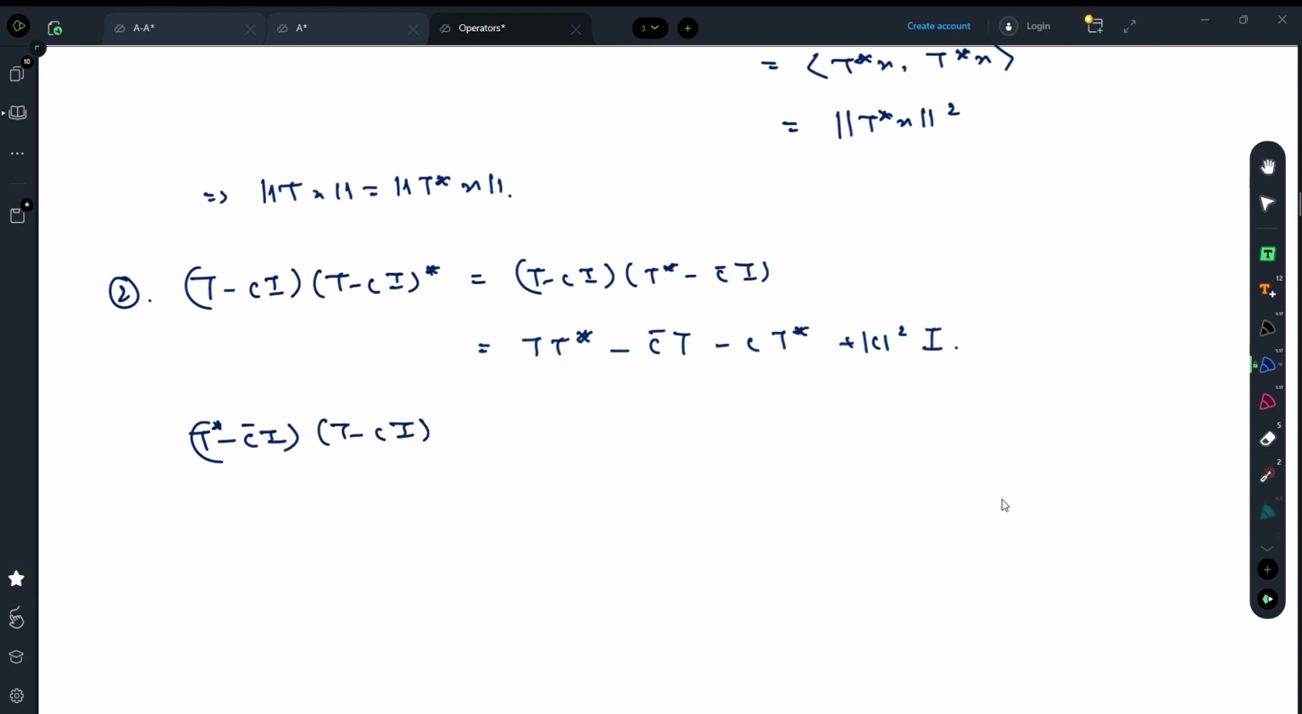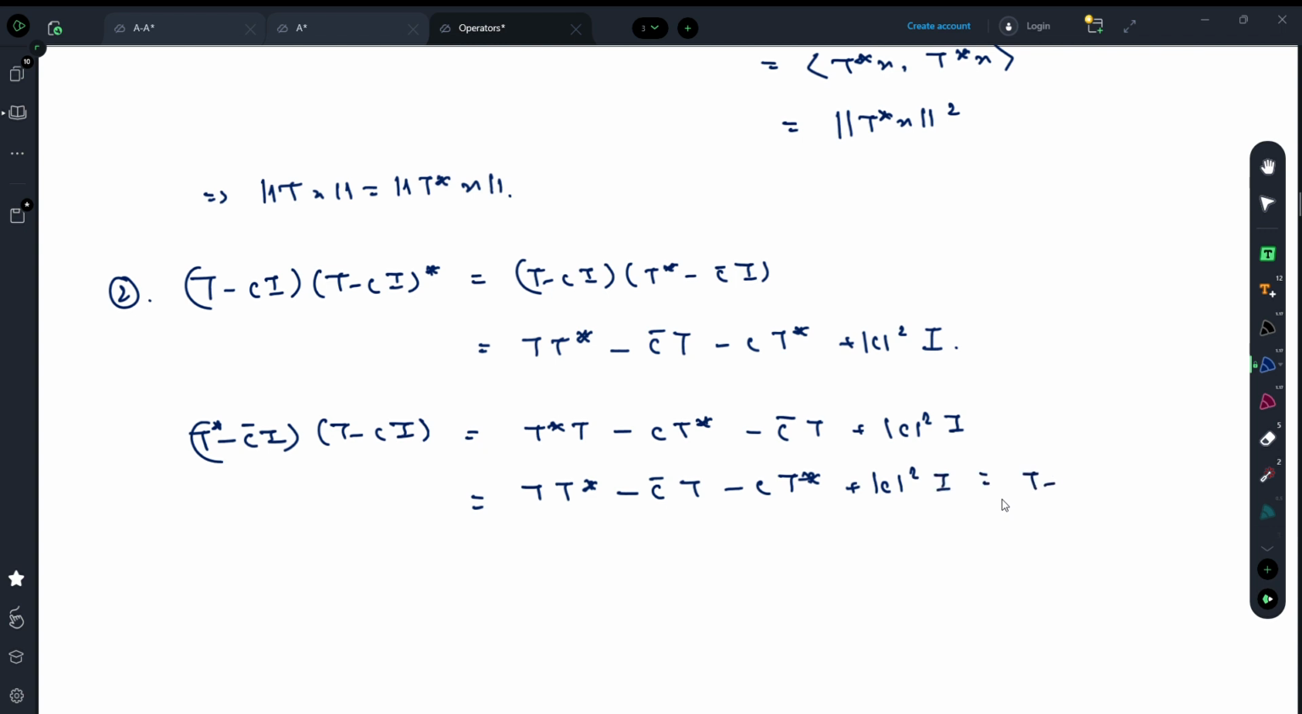And what if I do (T − cI)* first? Let me write it as (T* − c̄I)(T − cI), and I'm doing it for an arbitrary scalar c. I'll get again T*T − cT* − c̄T + |c|²I. But then observe that T*T is nothing but TT*, since T is normal. And I can just rearrange these values as TT* − c̄T − cT* + |c|²I. This is nothing but (T − cI)(T* − c̄I). But that typically means that T − cI commutes with its adjoint. So this means T − cI is normal.